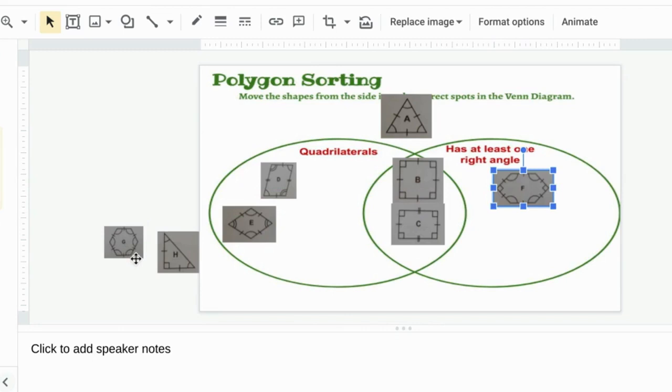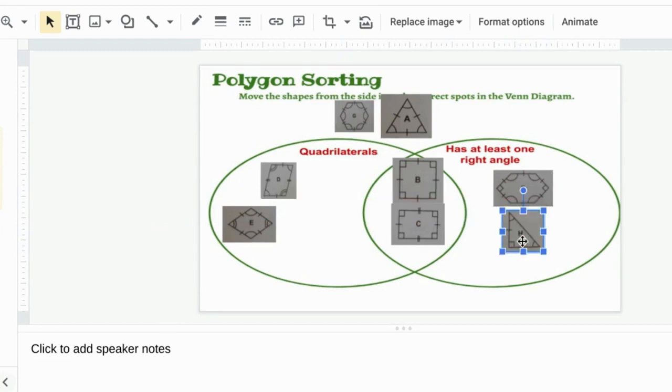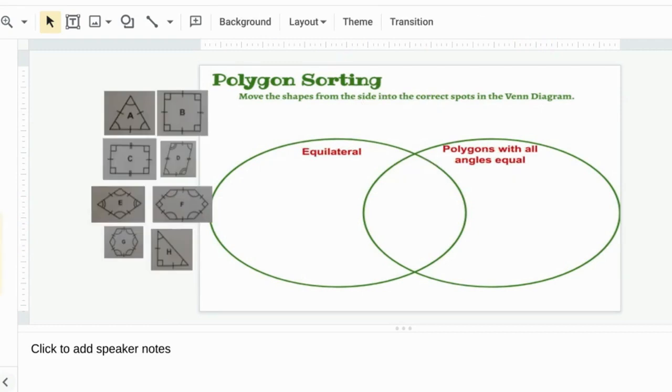This one here, G, has 6 sides and no right angles. So it's going to just stay outside of both rings. And then this triangle, 3 sides, so it can't fit in quadrilaterals, but it does have at least one right angle. It's got one right angle, so it'll go there. And then our last one, we're looking here for equilateral. That means all the sides are the same length. And here is polygons with all the angles equal.